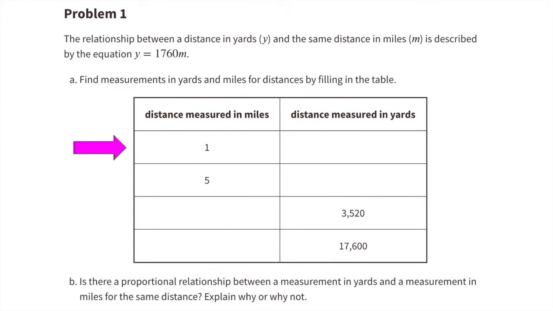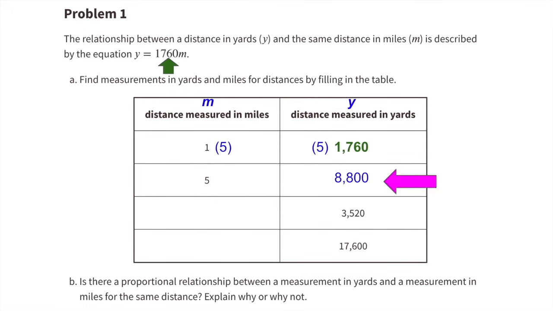This table has distances measured in miles on the left and distances measured in yards on the right. I'll label them m and y. 1 times 1,760. So there's 1,760 yards in 1 mile. 1 times 5 equals 5, and 1,760 times 5 equals 8,800. So there's 8,800 yards in 5 miles.